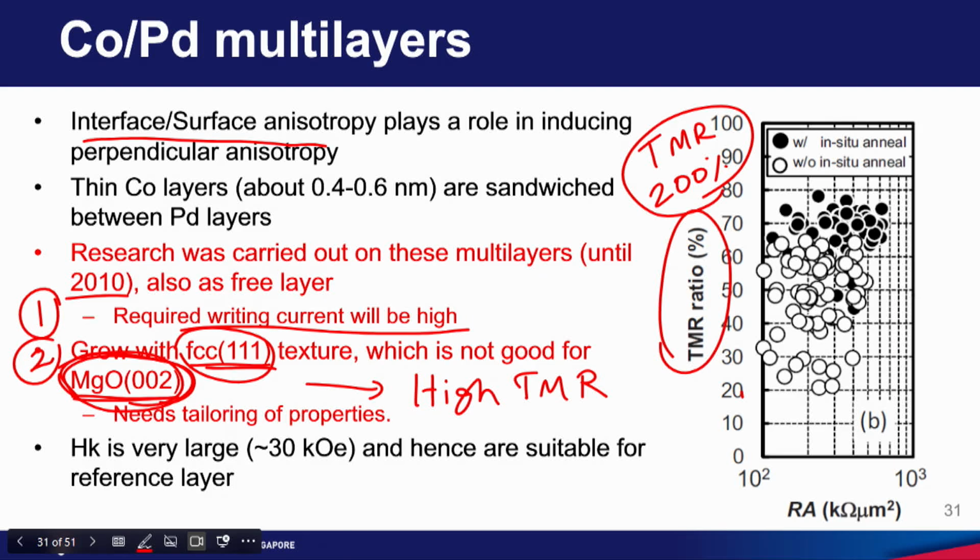However, these materials have very large anisotropy field and they are suitable for reference layer. So you cannot use this material for free layer, but you can use this material for reference layer. So towards the end of the day, I'll tell you that these materials are used as the reference layer in perpendicular MRAM. So this is also not very useful as a free layer material. Okay, we cannot use cobalt palladium materials for free layer. Okay, not useful.